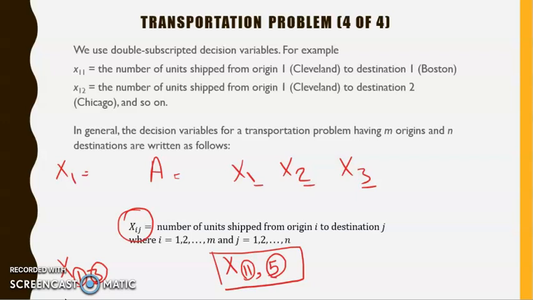How many origins do we have? We have m origins, and we have n destinations. So how many decision variables do we have in total? We have m, the number of origins, times n, the number of destinations. So keep that point in your mind for your modeling.